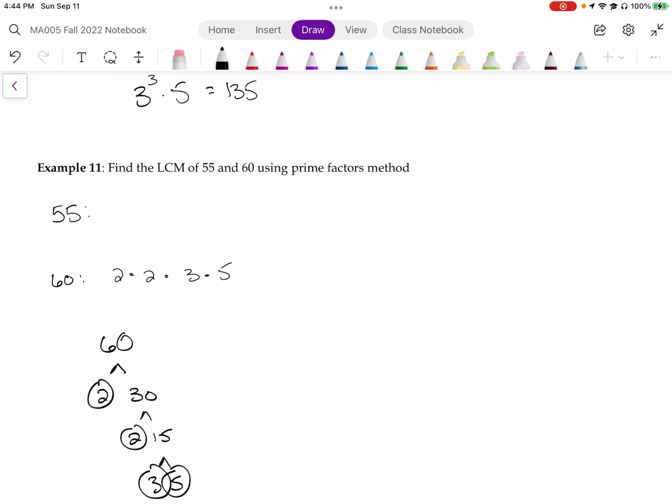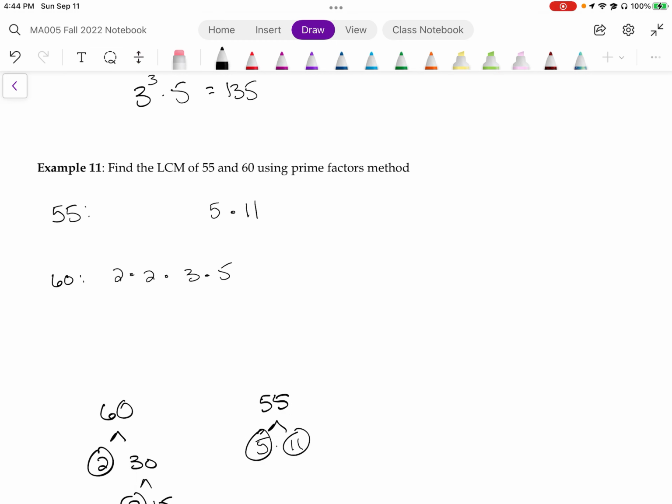And 55 I know is 5 times 11. Those are both prime. So I'm going to start way over here, 5 times 11. Give myself a little more space so I can write my arrows, and I get the arrows coming down here, here, here, the 5's, and the 11. So I get 2 times 2 times 3 times 5 times 11. And when you put that in your calculator, you should get 660.